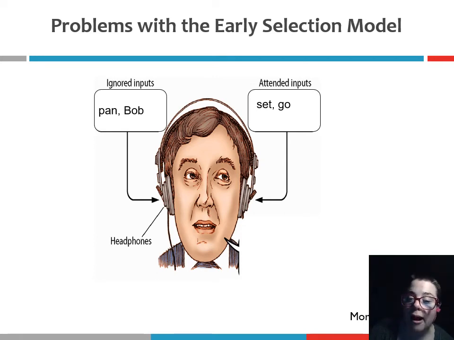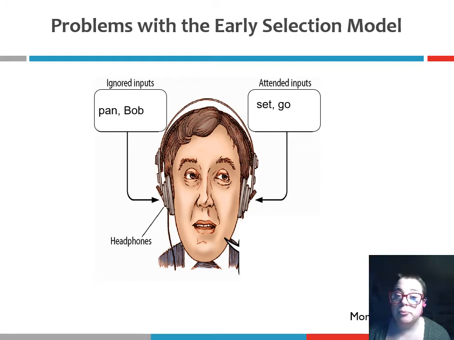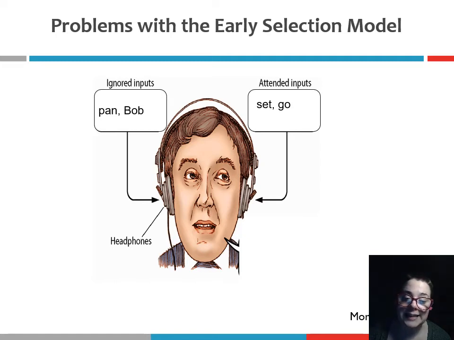So why is this a problem for Broadbent's early selection model? Well, it's a problem because according to Broadbent's early selection model, all of the information from the unattended channel gets filtered out before the detector can process its meaning, right? So if that's the case, then people shouldn't be able to detect whether it's their name or not, because it's already been filtered out. But it turns out that people are able to detect their own name.